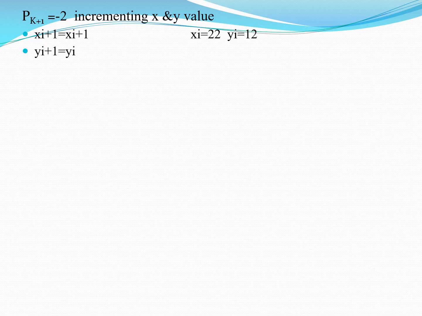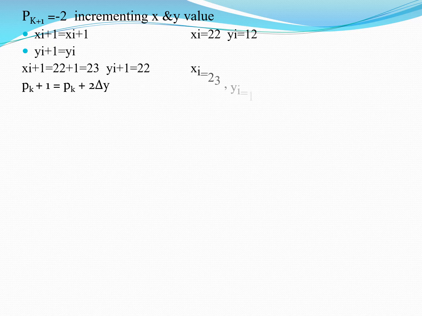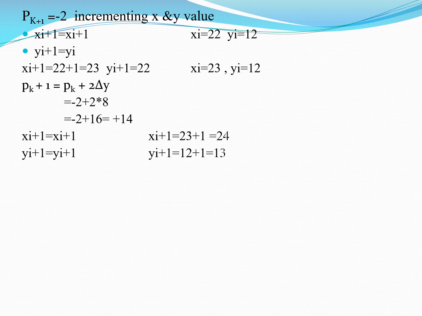Now, how do we find the next pk value? That is pk plus 1 equals pk plus 2 delta of y. Then put in the value of pk, that is minus 2 plus 2 into 10 into 8. Now we get a positive value. Which means we increment x and y both by 1. That is 23 plus 1 is 24, and 12 plus 1 is 13.